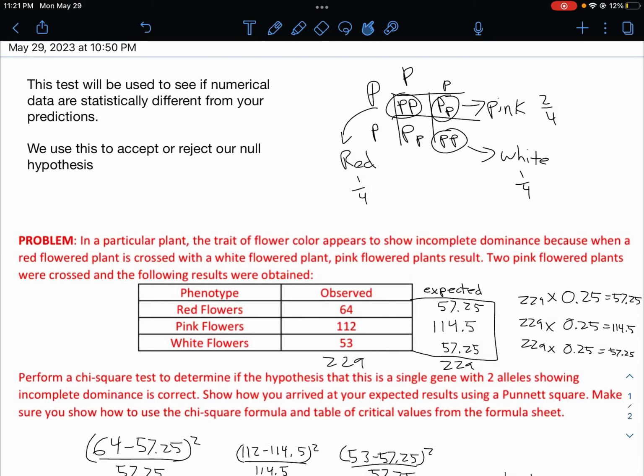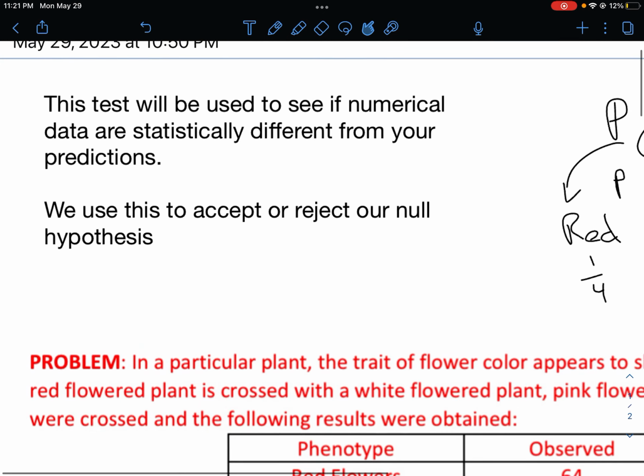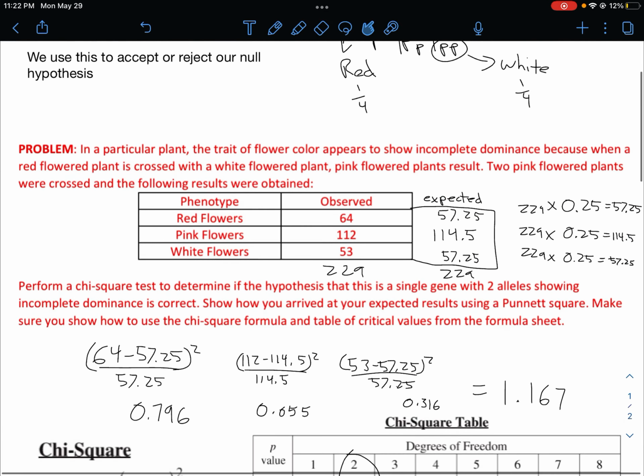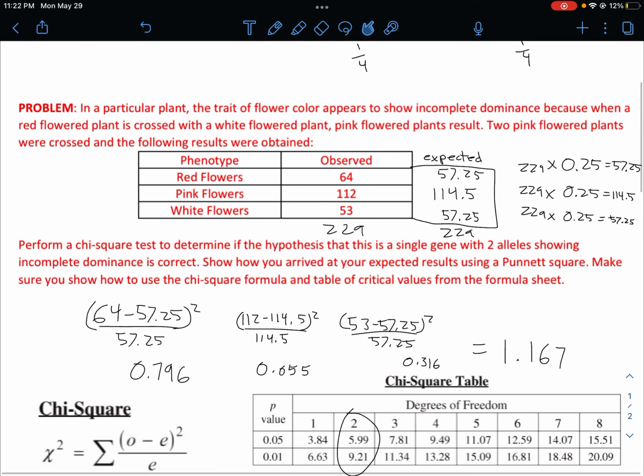Okay, so today we will be performing a chi-square test on a genetic cross between the trait of flower colors between red, pink, and white. A chi-square test is a test that would be used to see if numerical data are statistically different from your predictions. We use the chi-square test to accept or reject our null hypothesis. And we have an example of this right here.